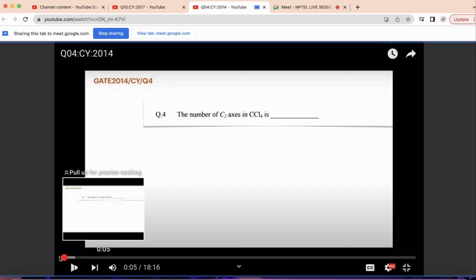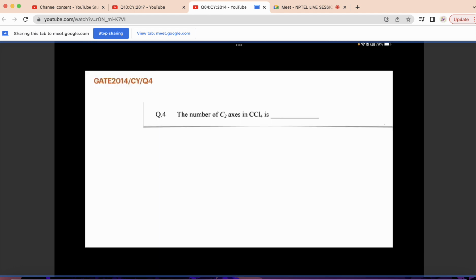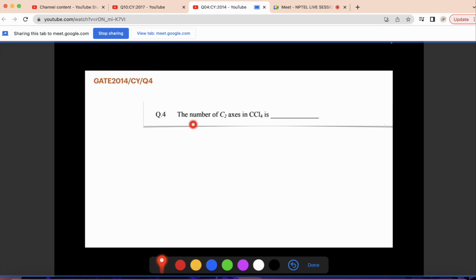Hello everyone. In this video, I will be solving GATE 2014 chemistry question number 4. This question states: the number of C2 axes in CCl4 is. So we have to look into the symmetry of the given molecule and find out the number of symmetry elements, for example, the C2 axis, the rotation axis C2.